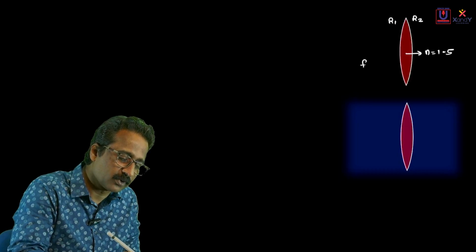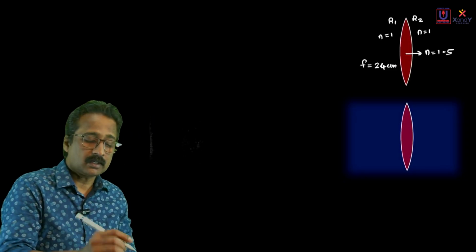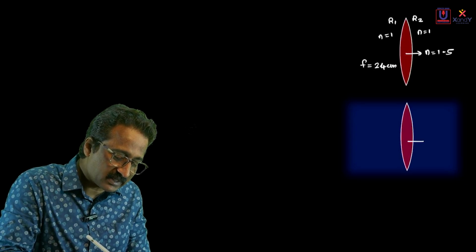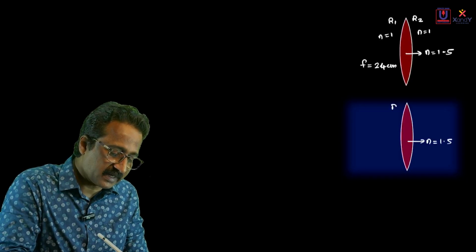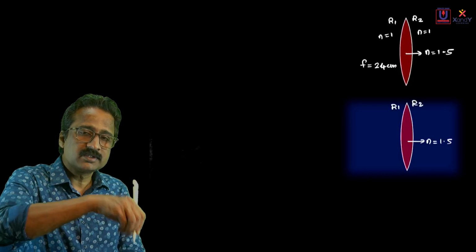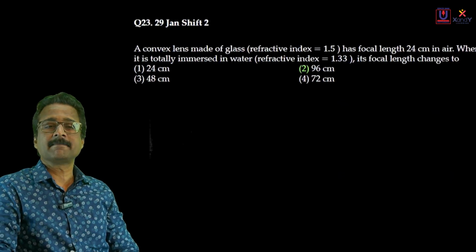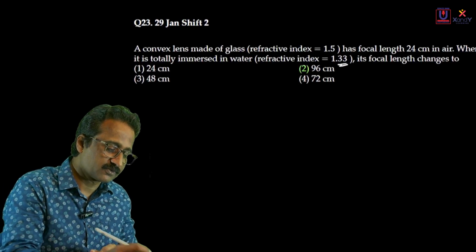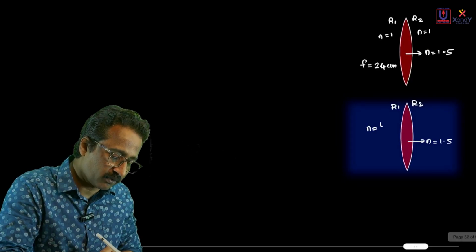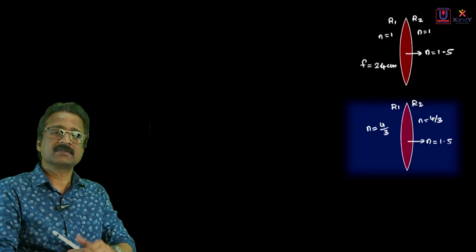Now, given that the focal length of this lens, when used in air, is 24 centimeters. So n equal to 1 at least in the first case. Now, the same lens is later, same lens means the refractive index continues to be 1.5 inside, but the same lens with radius of curvature R1 and R2 now is immersed in liquid. Now, that liquid is having a refractive index of 1.33, which in fraction is 4 by 3. I'll make it 4 by 3 for convenience of calculation. So n equal to 4 by 3, that's the refractive index of the surrounding medium.